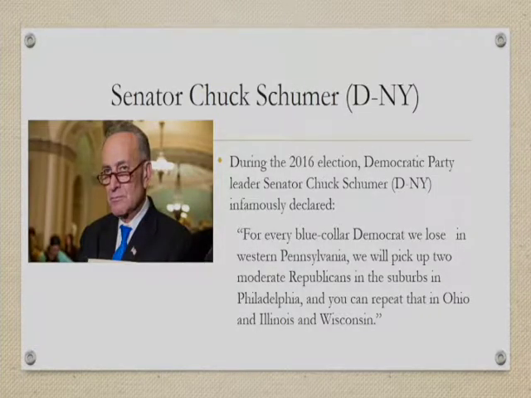Now, I've given you an academic analysis, but let's hear it from Democratic Party leaders themselves. During the 2006 election, Democratic Party leader Chuck Schumer, New York, infamously declared, "For every blue-collar Democrat we lose in Western Pennsylvania, we will pick up two moderate Republicans in the suburbs of Philadelphia, and you can repeat that in Ohio, Illinois, and Wisconsin." The exact states that they lost, right? That shifted the election in the opposite direction.